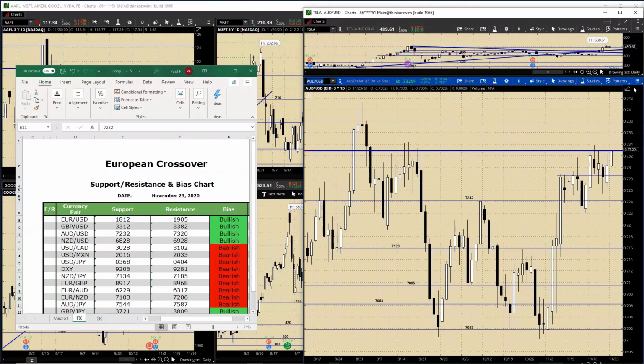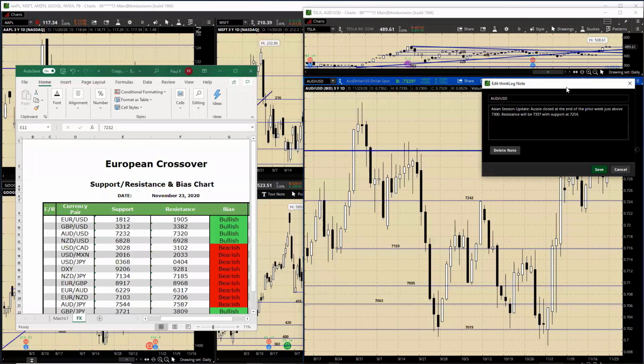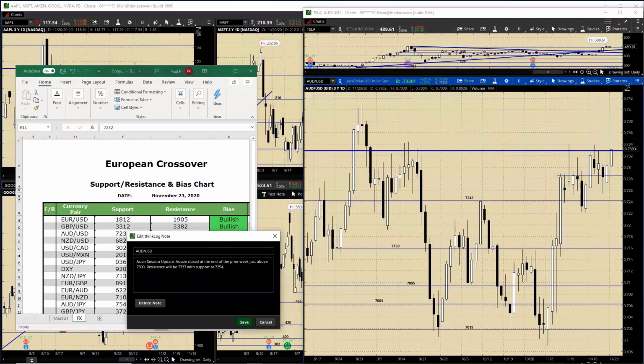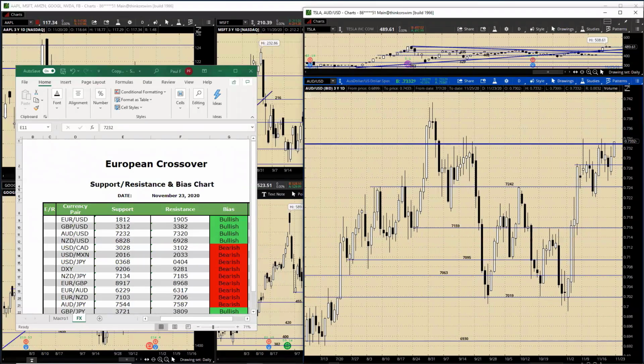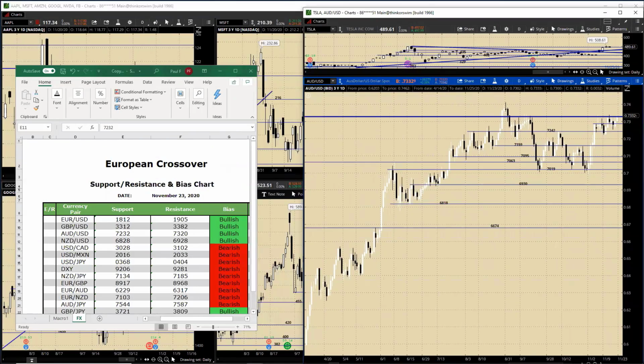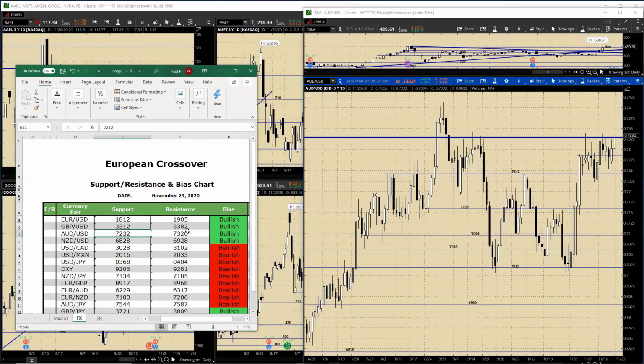Look at the Aussie. So the Aussie closed at the end of the prior week just above 73. Resistance would be 73.37, okay, with support at 72.54. So I put it at 73.37. This key level that it's at right now is trying to pull that in. That's 73.30, the old big bar right there. So it's 73.37 for resistance.